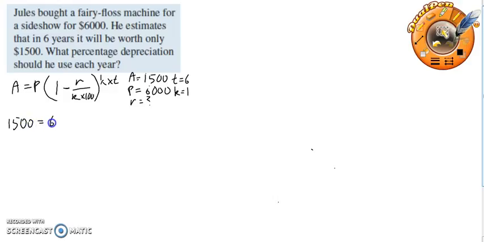1,500 equals 6,000. Now, some people would have gone, oh, sir, shouldn't those values be around the other way? No, because you've got to remember, in this case, we're going to be losing money. So the amount of money we have in the future should always be less than the amount of money we got now. So just be careful not to make that mistake. So our rate is the thing we don't know. We're going to make K 1 because it's not mentioned.